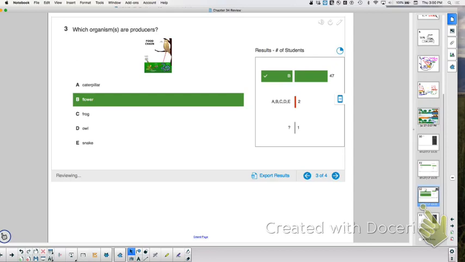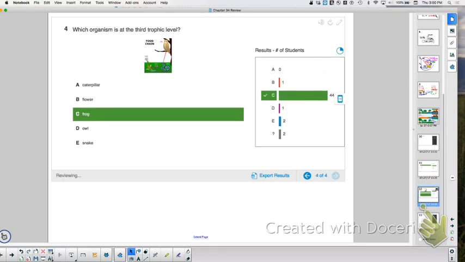Somebody is not smart. Well, that's a true statement. Okay. Number 4, which organism is, or they were careless. They're either not smart or careless.